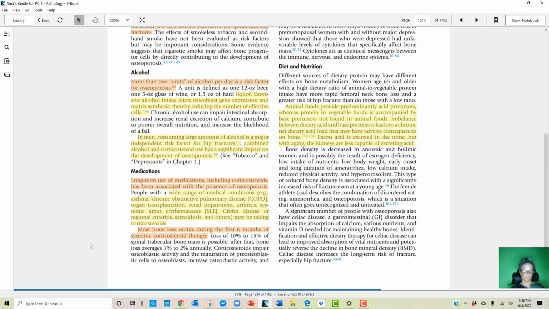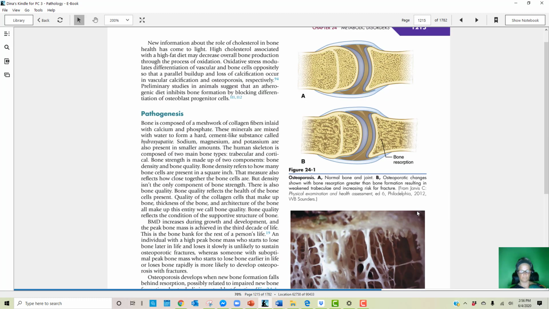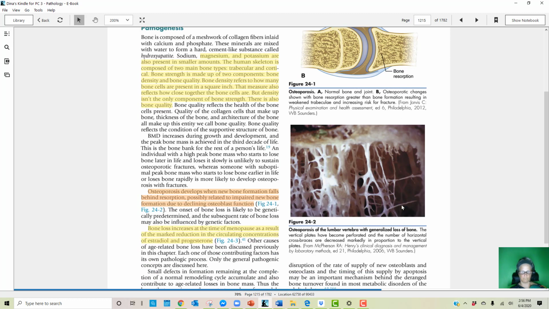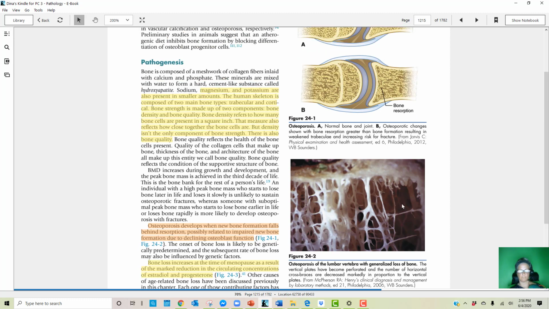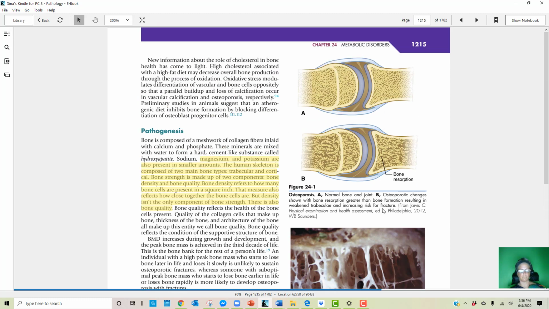Corticosteroids impair osteoblastic activity and the maturation of preosteoblastic cells to osteoblasts, increase osteoclastic activity, and impair vitamin D-dependent intestinal calcium absorption, which can result in secondary hyperparathyroidism. The hyperparathyroidism increases bone resorption and decreases renal resorption of calcium, thereby increasing the amount of calcium excretion.